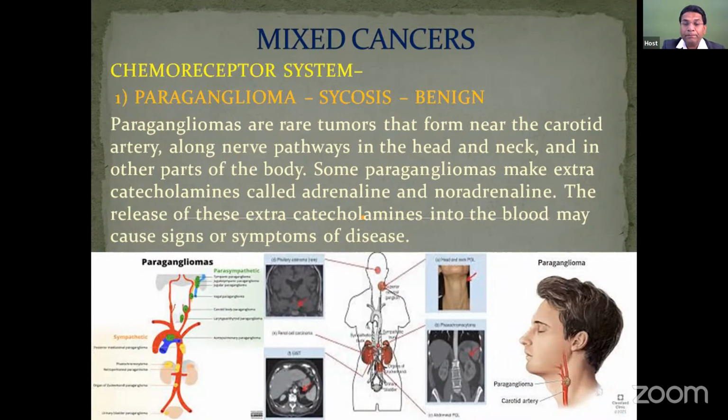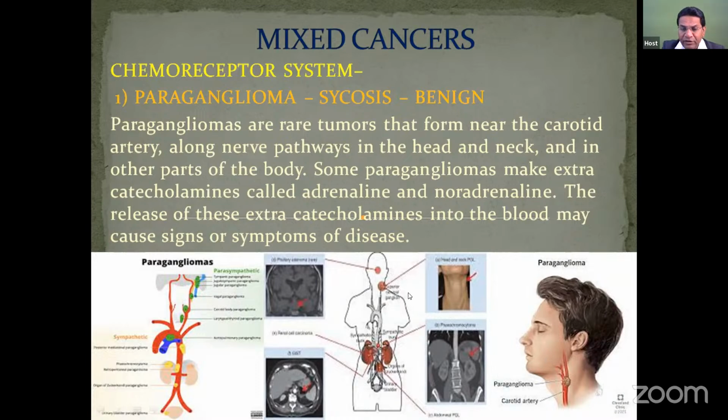Some near the carotid artery along nerve pathways in the head and neck and in other part of the body. Some paragangliomas make extra catecholamines called adrenaline and noradrenaline. The release of these extra catecholamines into the body, into the blood, may cause signs and symptoms of the diseases. So this is paraganglions or paraganglioma.